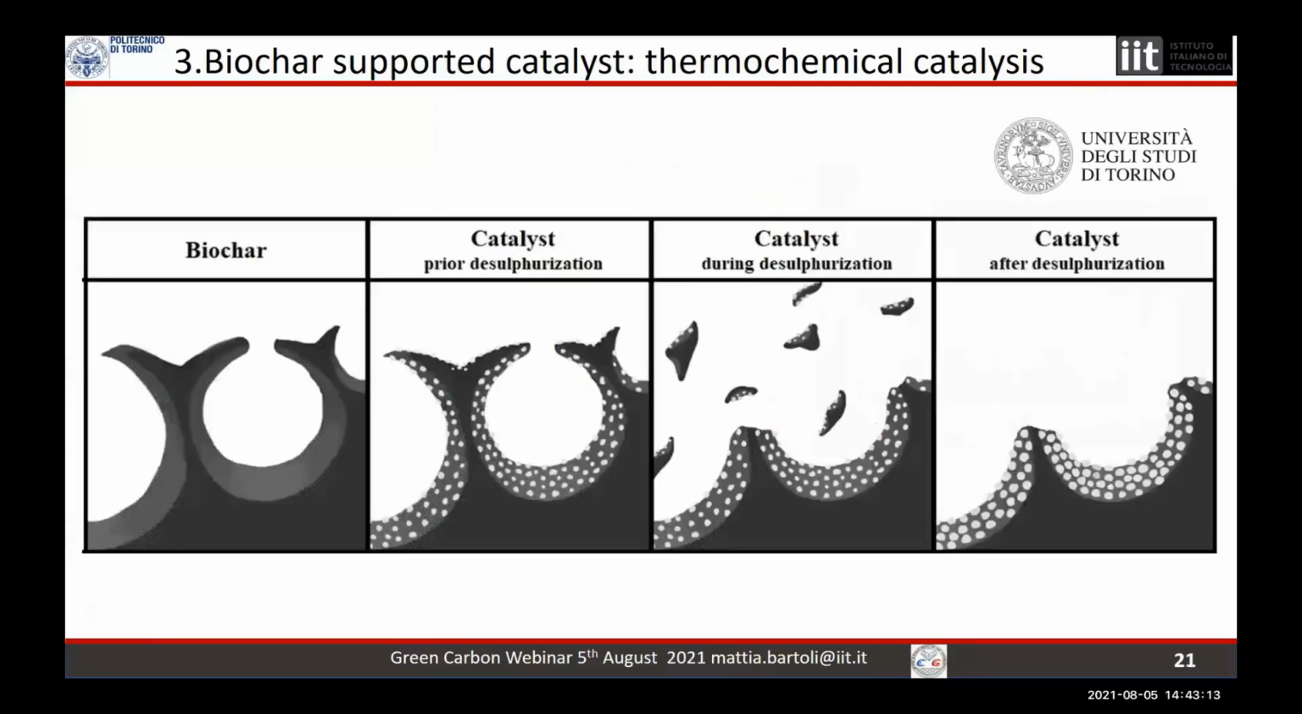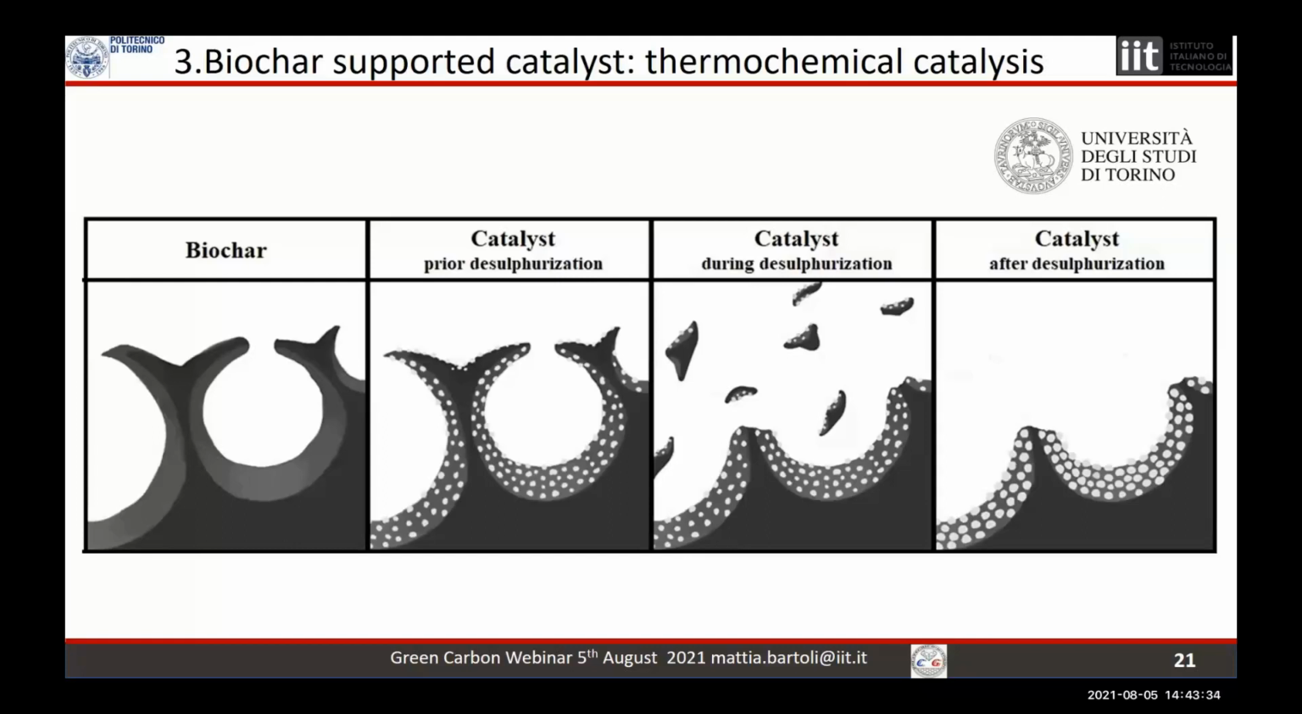So we hypothesize something like that. Tightly anchored particles, a little bit of damage to the surface, but the particles remain tightly anchored to the biochar. And this is a very interesting thing for heterogeneous catalysis in a very harsh environment like the oxidative desulfurization conditions.